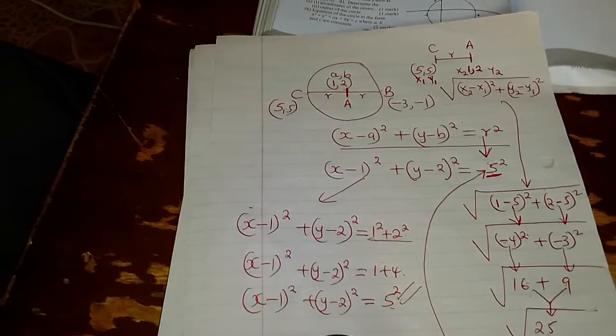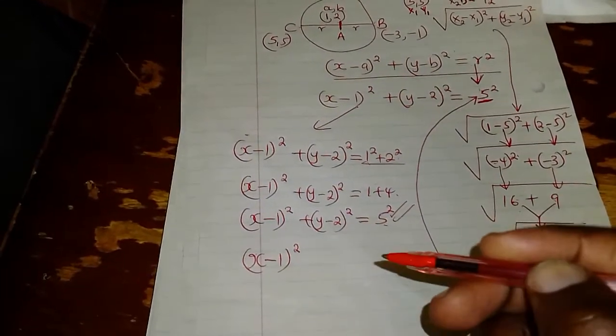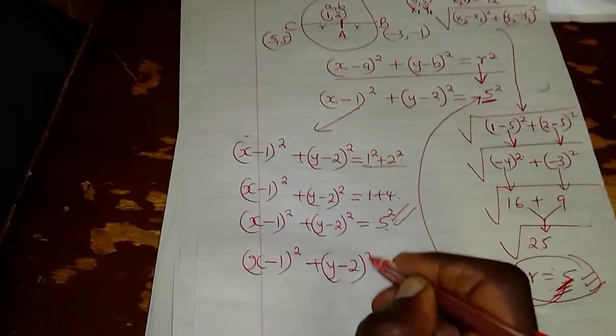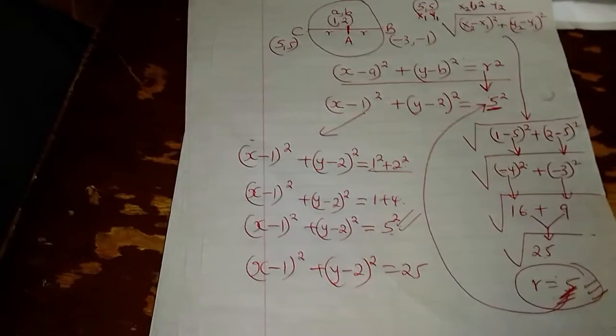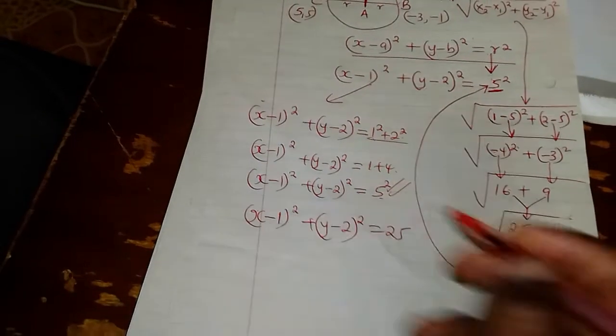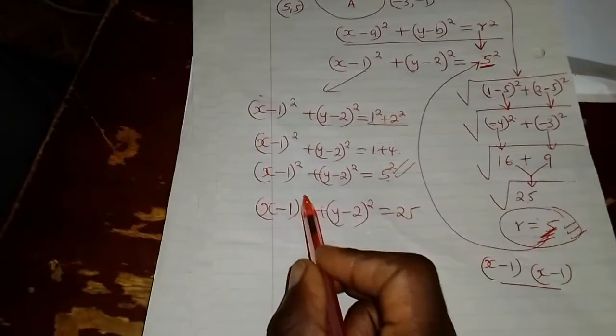So I'm going to have x minus 1 squared. I'm heading to getting now the equation of the circle, plus y minus 2 squared is equals to 25. Good. So I'm going to open the brackets. The easier way of actually opening such an equation, instead of saying x minus 1, that actually wastes a lot of time. Just come here, square the first one.